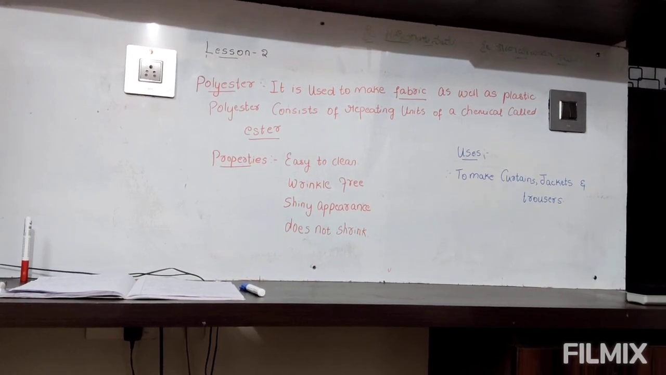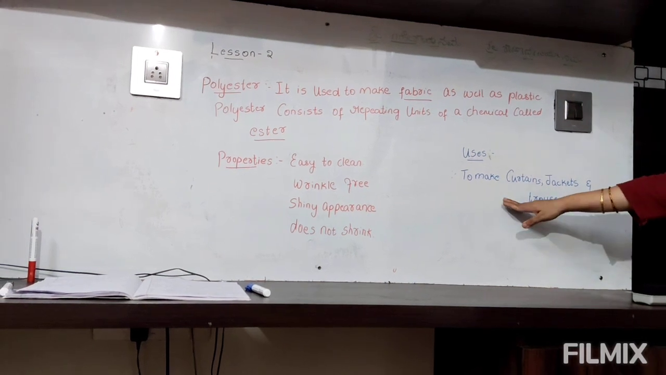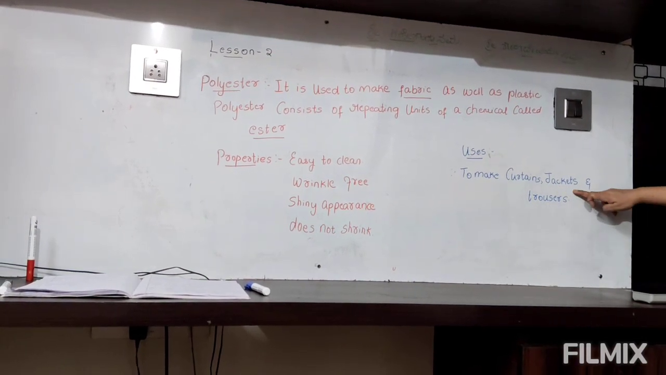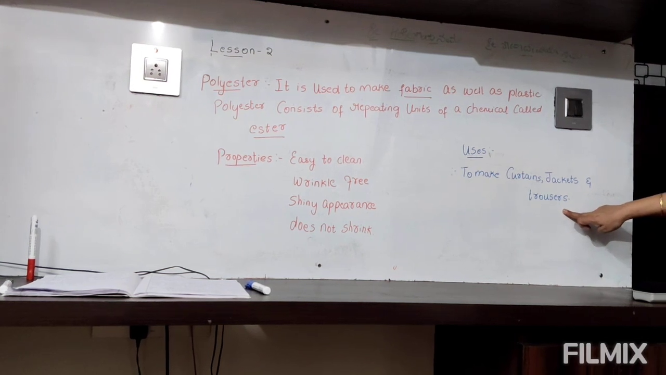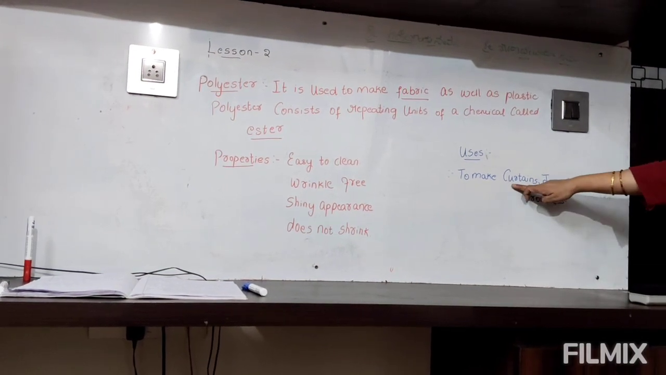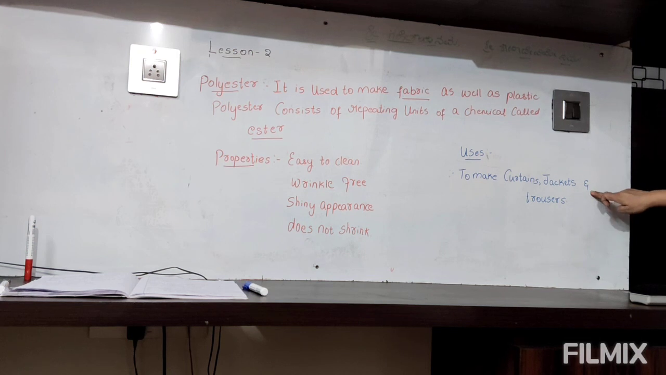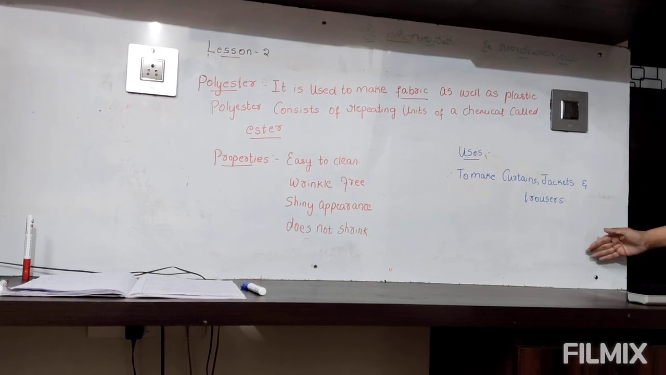And what are the uses of this polyester? It is used to make curtains, jackets and trousers. I repeat again, it is used to make curtains, jackets and trousers. Here is the figure.